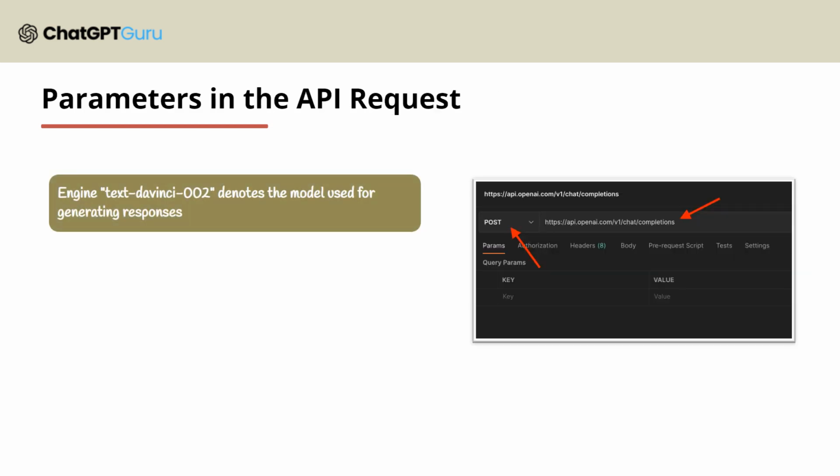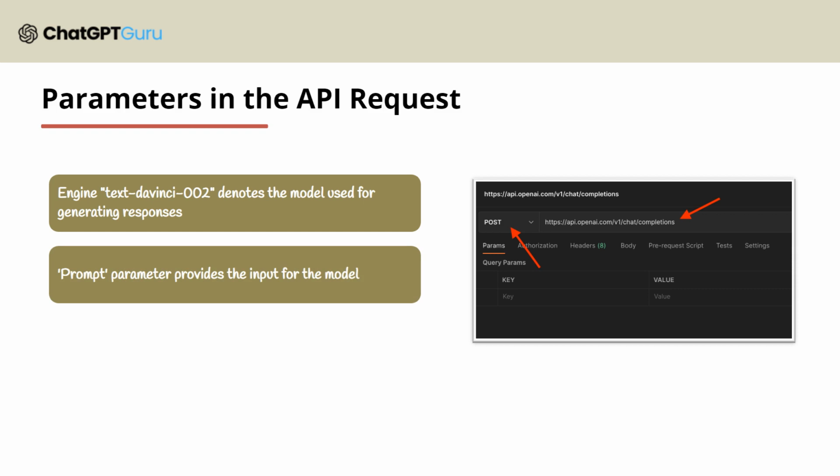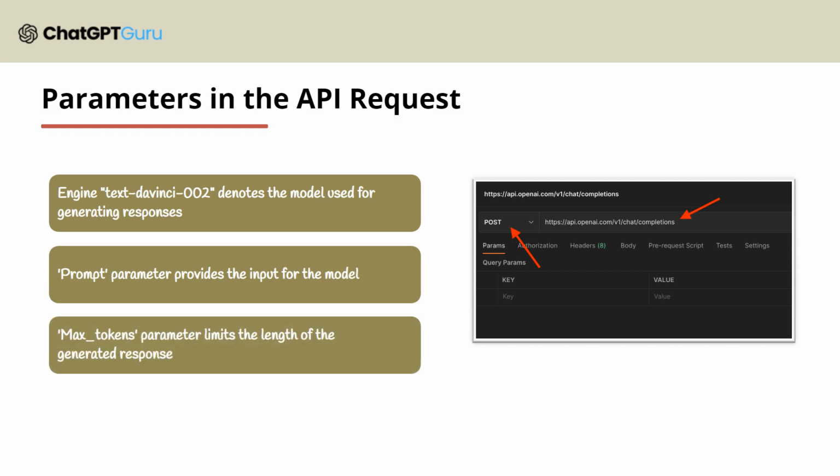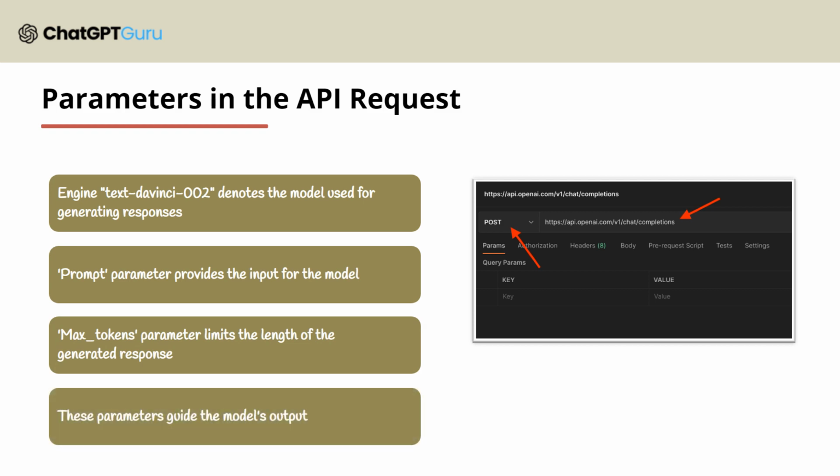In our request, we specify certain parameters. Engine indicates the model being used, in this case, text-davinci-002. The prompt parameter offers the model your specific input. The max_tokens parameter constrains the length of the model's output. These parameters collectively influence the output from the model.